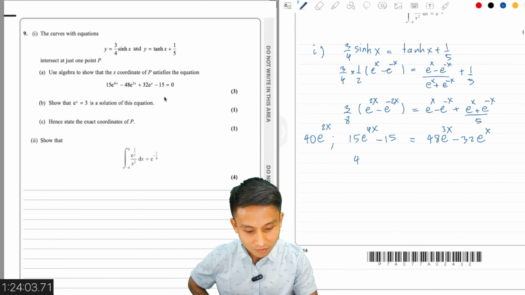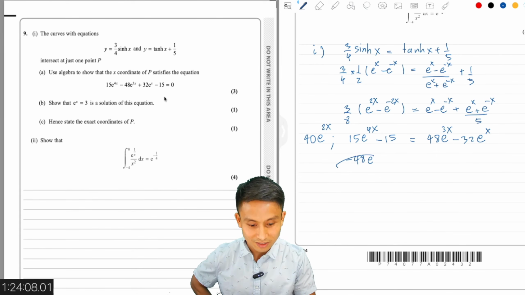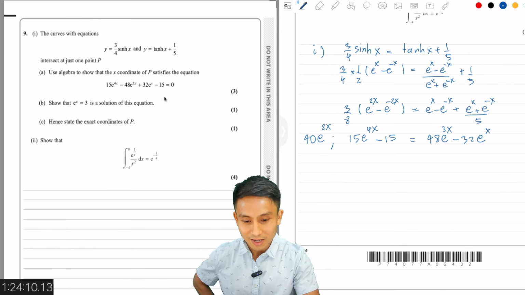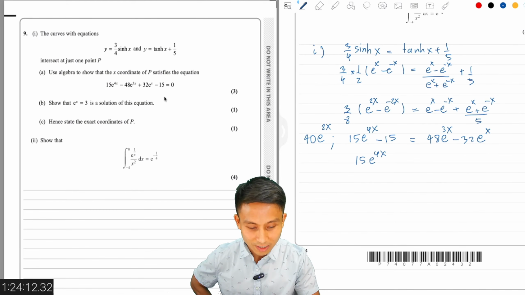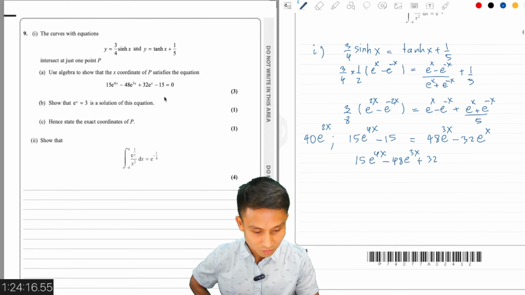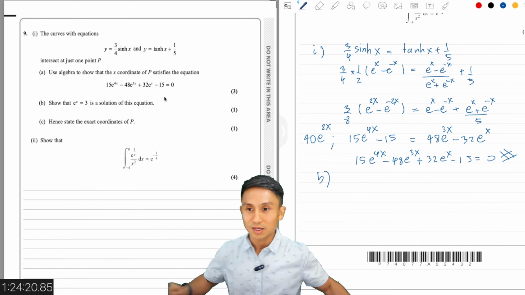Oh, 15, sorry. Yeah, the first term is right, so 15e^(4x) minus 48e^(3x) plus 32e^x minus 15 equals 0. Right. Part B, 6 minutes.